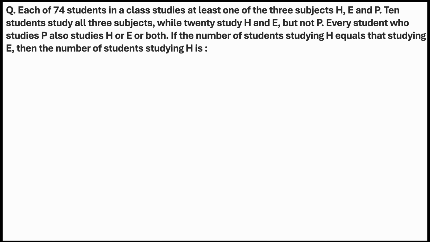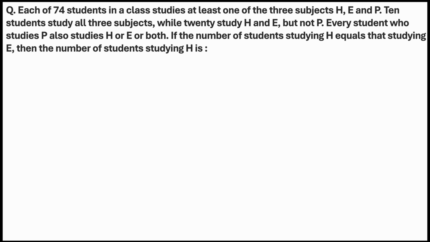So the question reads, each of 74 students in a class studies at least one of the three subjects, H, E and P. 10 students study all three subjects, while 20 students study H and E but not P. Every student who studies P also studies H or E or both. If the number of students studying H equals that studying E, then the number of students studying H is... So that's all the information given to us.